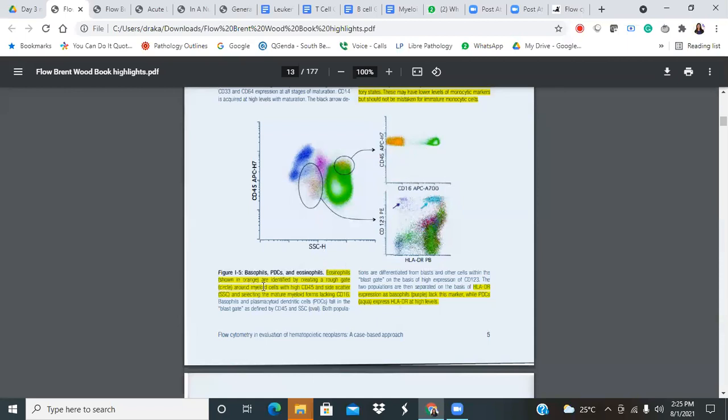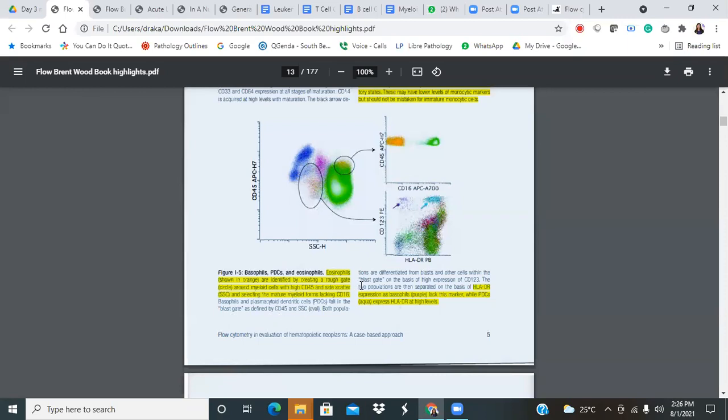Eosinophils shown in orange are identified by creating a rough gate circle around the myeloid cells with high CD45 and side scatter, selecting the mature myeloid forms lacking CD16. Basophils and plasmacytoid dendritic cells fall in the blast gate. So over here, the basophils and PDCs will fall in the blast gate as defined by CD45 and side scatter.